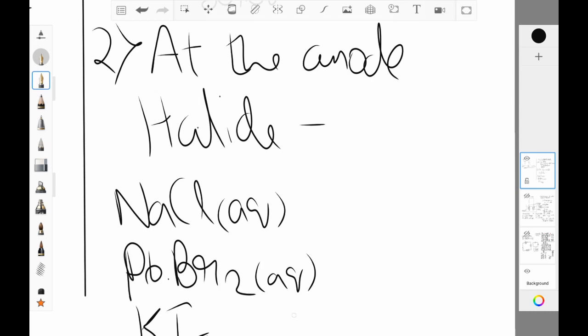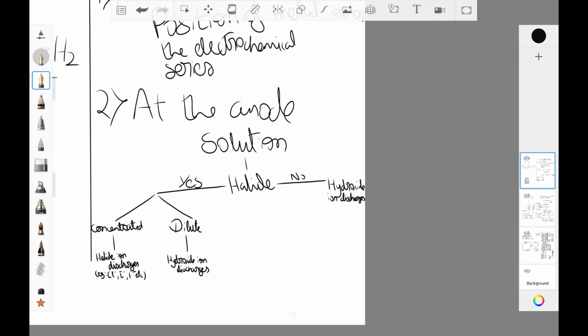The best thing to do here is to explain it via an example. Right, so I've drawn a bit of a spread to summarize what I meant before. The first question you need to ask is: is the solution a halide? If yes, then is it concentrated? If it is, then the ion of the halogen is the one that discharges. If it's a dilute halide solution, then the hydroxide ion discharges, and I'll be showing the discharge of a hydroxide ion soon. If the solution is not a halide, then the hydroxide ion will discharge.